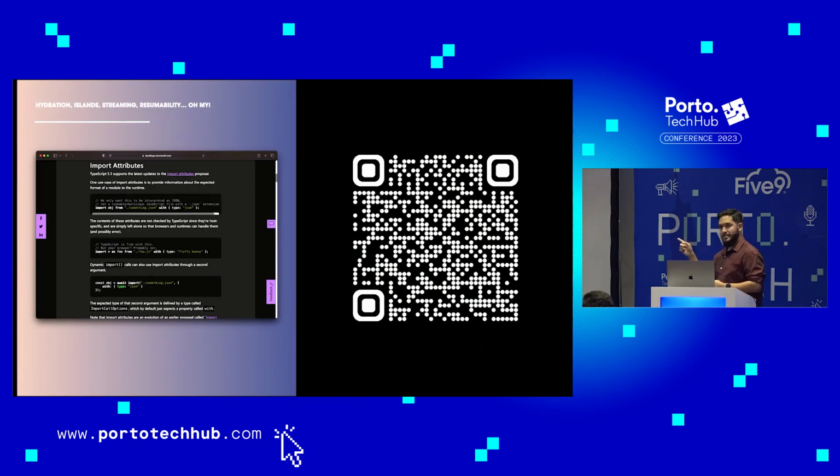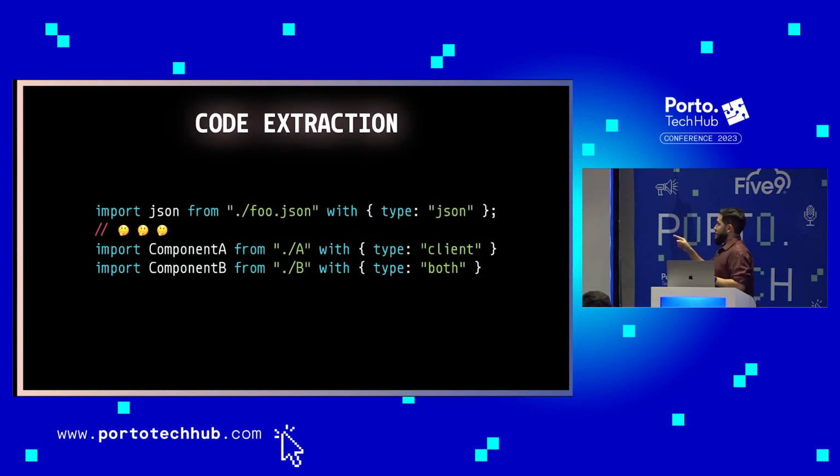Have you seen this thing? It's an ECMA proposal called import attributes, and it's shipped with one of the latest versions of TypeScript as well. It basically allows you to do things like import JSON from foo.json with type JSON. So I wonder, in the future, if we wouldn't be able, in an analogous way, to import a given component with type client or with type server. I would love to see this kind of solution happening.